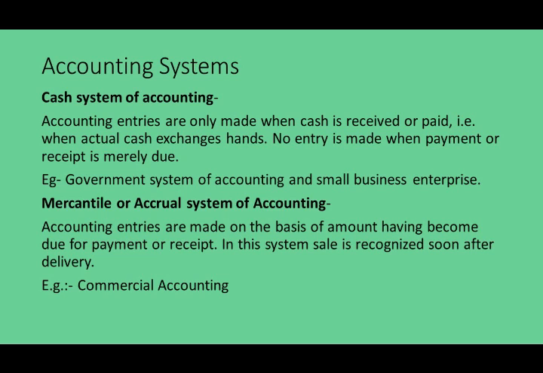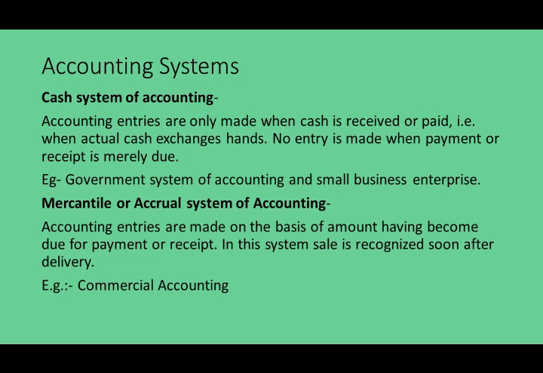Next topic is accounting system. Normally, there are two systems of accounting: cash system of accounting and mercantile or accrual system of accounting. Cash system of accounting: accounting entries are only made when cash is received or paid, that is, when actual cash exchanges hands. No entry is made when payment or receipt is merely due. Example: government system of accounting and small business enterprises.